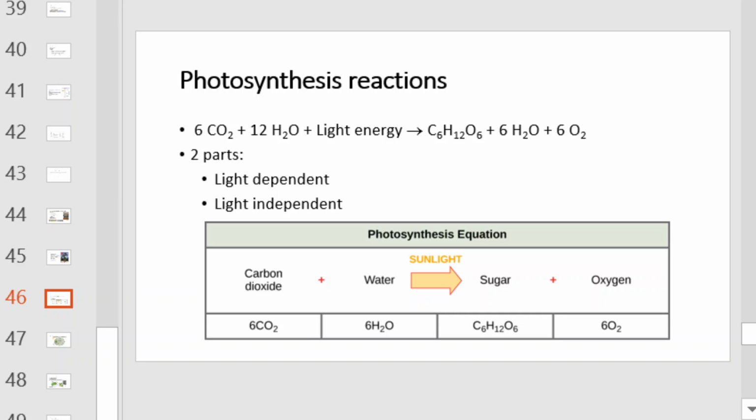This is a summary of the reactions of photosynthesis. In the reactions of photosynthesis, carbon dioxide plus water and light energy is used to make glucose, water, and oxygen. There are two parts to photosynthesis, the light-dependent and light-independent reactions.